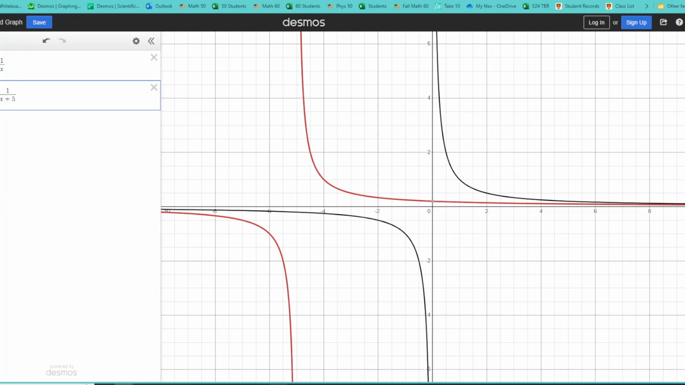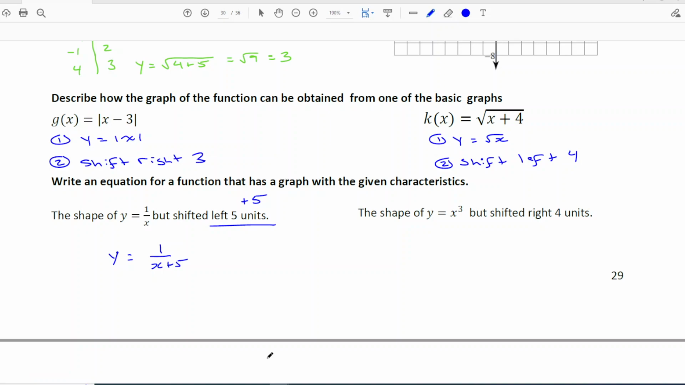Let's look at the next one. So for this one, we want to shift it right, which means we know it's going to be a minus 4. So into my equation, we're going to put x minus 4 all cubed.